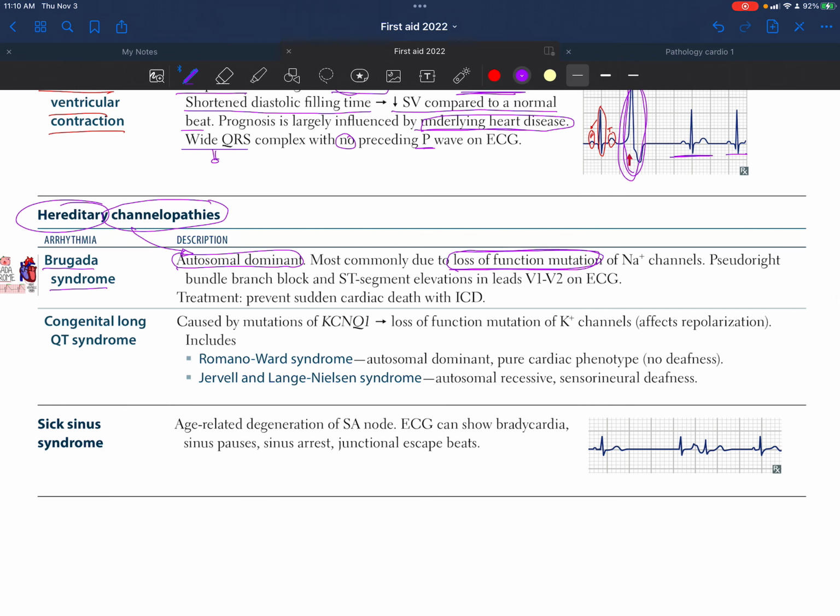So there is a genetic mutation that is causing a loss of function in one of those channels, and that is the sodium channel. And we know that we need the sodium channel to initiate the depolarization of the myocyte. So what is happening? There is a pseudo right bundle branch block. So it's not a real bundle branch block. It's a pseudo. On ECG, there is an ST segment elevation in lead V1 and lead V2. That's on ECG. The treatment, we need to prevent sudden cardiac death with an intracardiac device.